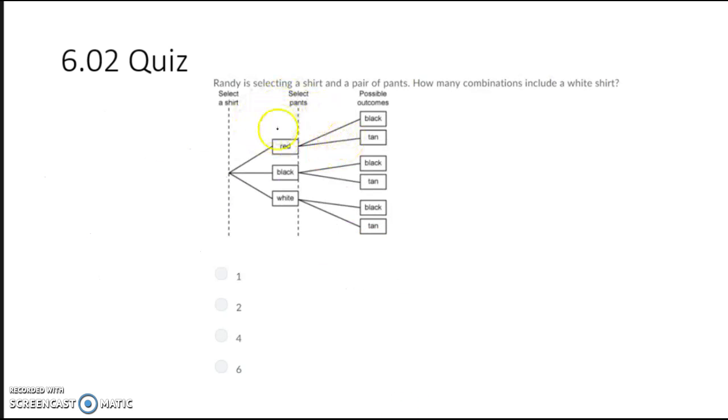This one is talking about a tree diagram where Randy is selecting a shirt, and so you can see he has 3 options for shirts: red, black, and white, and then a pair of pants, and his 2 options for pants are black and tan. How many combinations include a white shirt? So you're just going to want to go in the tree diagram, go to the branch that says white, that's the white shirt choice, and he can either pair it with black pants or tan pants. So white shirt, black pants, white shirt, tan pants. There are 2 combinations that include that white shirt.